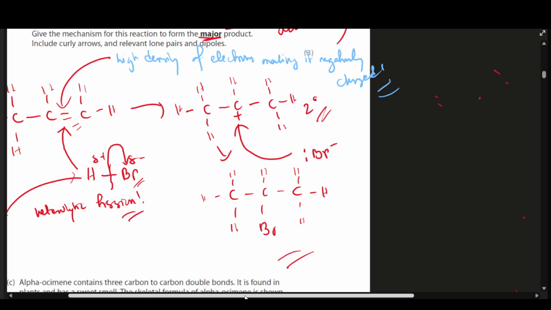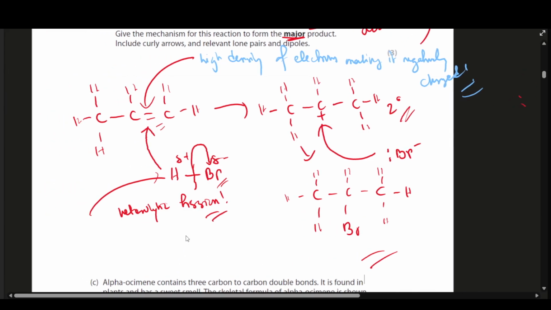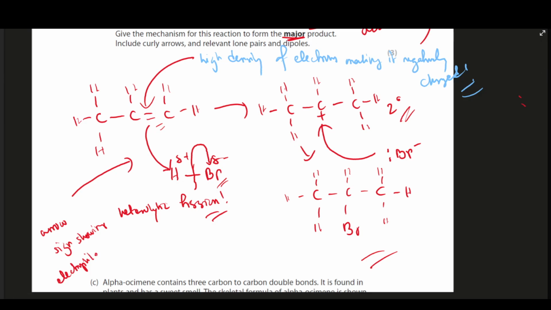All right, this is how you basically show the mechanism. Remember one thing. I think the arrow sign is a mistake. When you show the attacking of the electrophile, the arrow sign should be pointed towards the electrophile. Okay, this is very important. One thing: arrow sign showing electrophile attacking. All right. So this is how you basically show the mechanism.